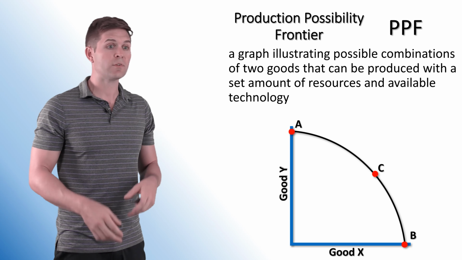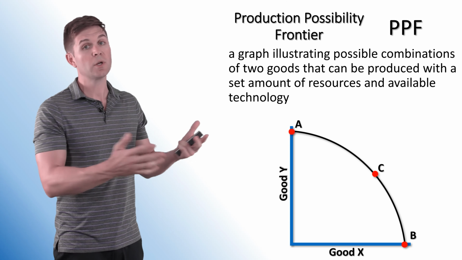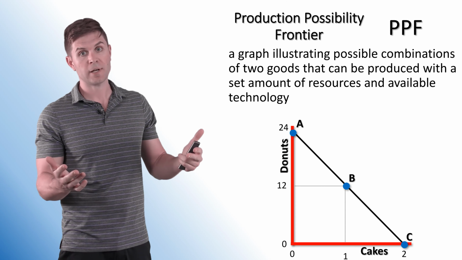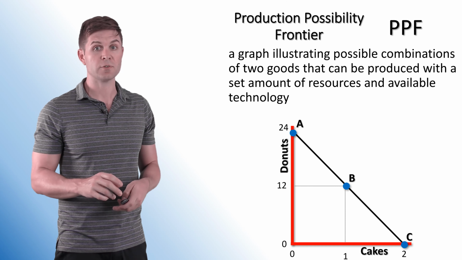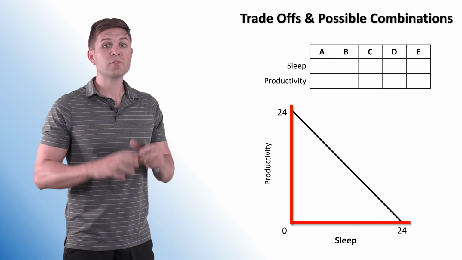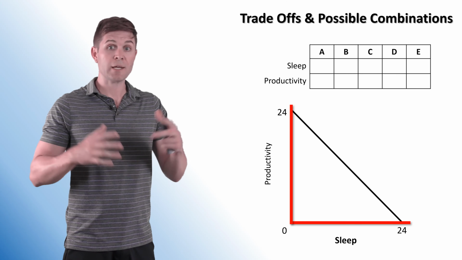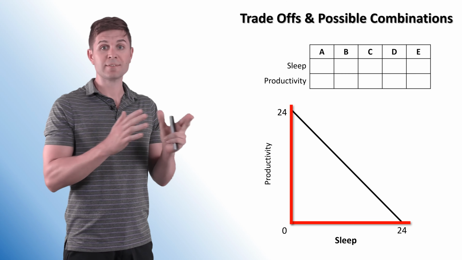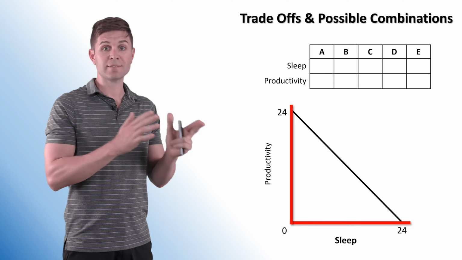We've got two different looks to this curve, one being the bowed out version, increasing opportunity cost, and the linear frontier, constant opportunity cost, and I'll explain the difference between those in just a minute. Production possibility frontiers illustrate trade-offs and possible combinations of production. In this model right here, I'm looking at the trade-off between sleep and productivity in a given day.